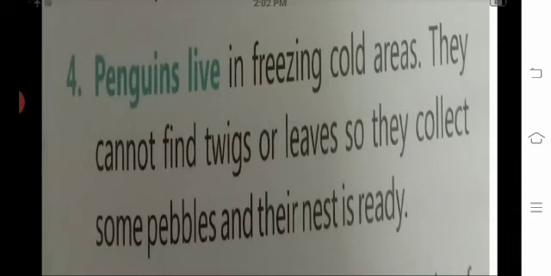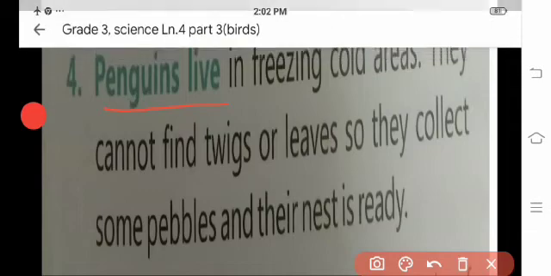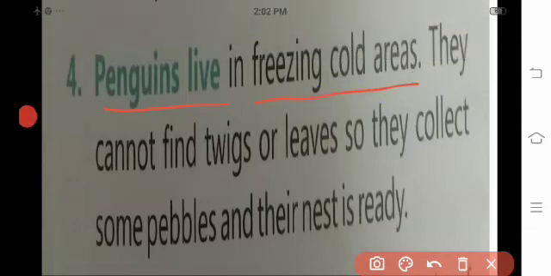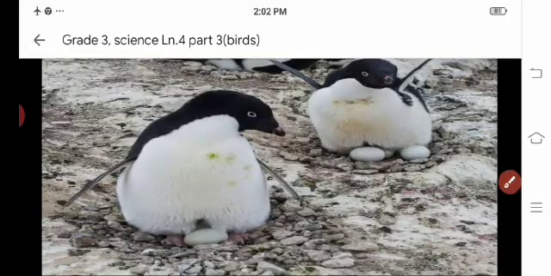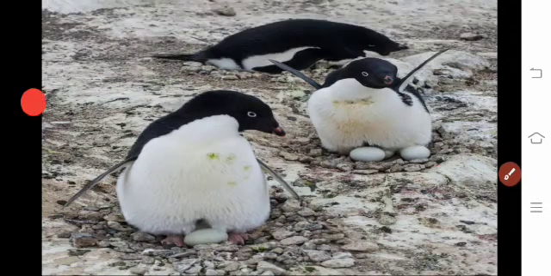Next are the penguins. Penguins live in freezing cold areas. They cannot find twigs or leaves, so they collect some pebbles and their nest is ready. You see the penguin. Penguins live in freezing cold areas. Okay.